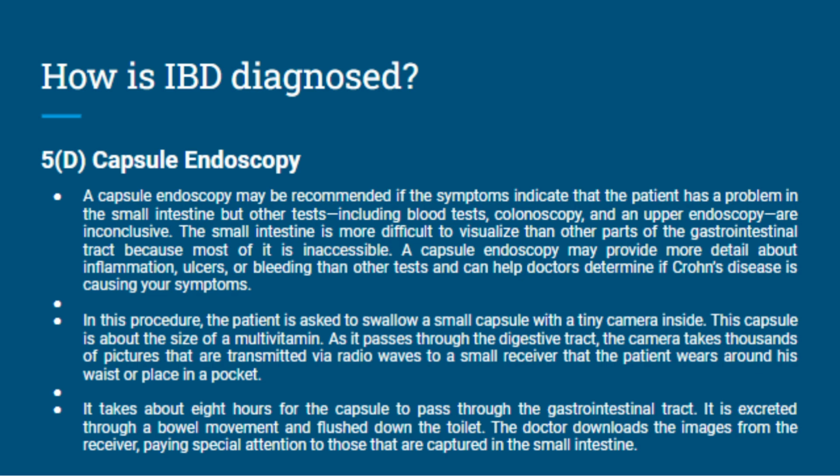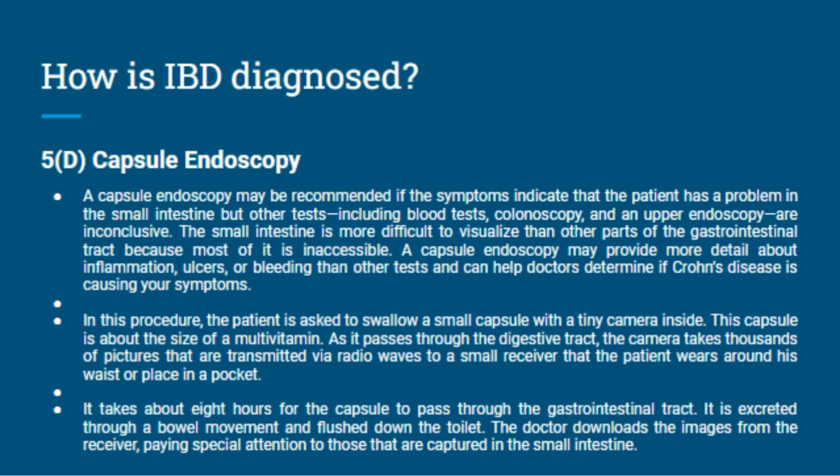The small intestine is more difficult to visualize than other parts of the gastrointestinal tract, because most of it is inaccessible. A capsule endoscopy may provide more detail about inflammation, ulcers, or bleeding than other tests and can help doctors determine if Crohn's disease is causing her symptoms. In this procedure, the patient is asked to swallow a small capsule with a tiny camera inside. This capsule is about the size of a multivitamin.